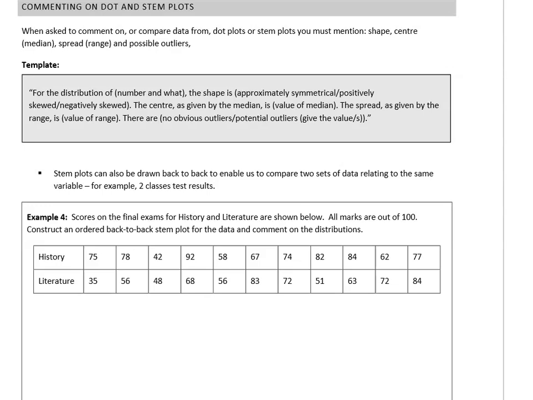Okay, so just a little reminder, when we are commenting on our dot and stem plots, we are doing it in the exact same way as we do for our histograms. Okay, so we are usually pointed towards particular things to comment on, but if not, we want to comment on these 4 things. So shape, center, spread, and outliers. So make sure you're commenting on all 4. And here again is a little template for you to fill out. It is the same template as we used for our histograms.